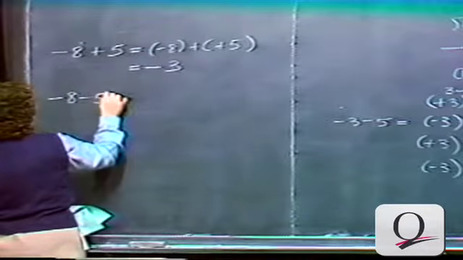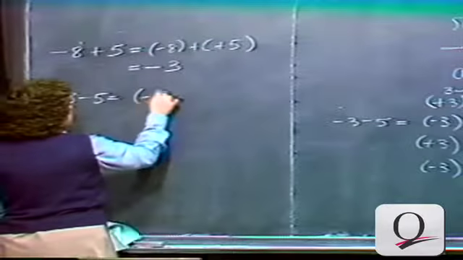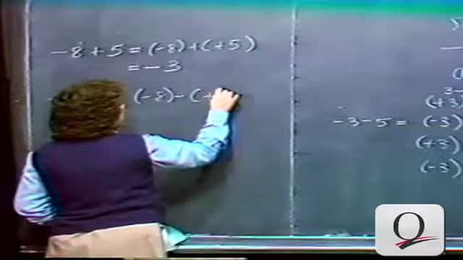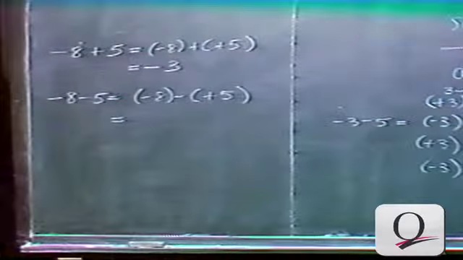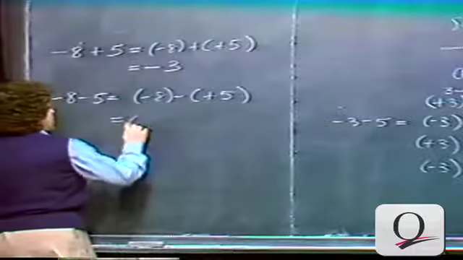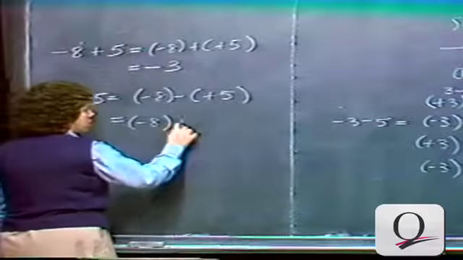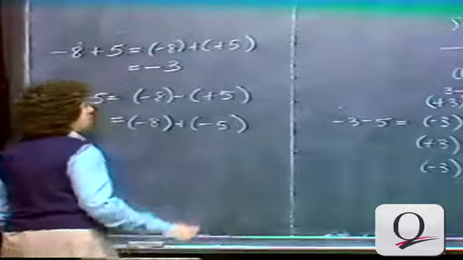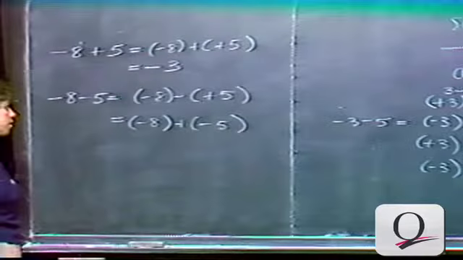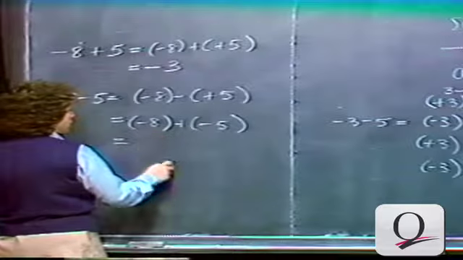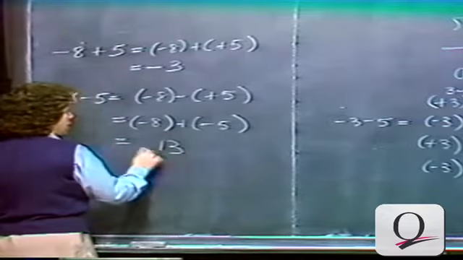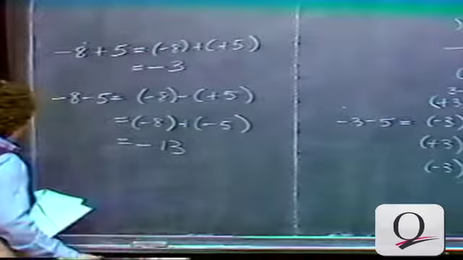Minus 8 minus 5. That must mean minus 8 take away a plus 5. To subtract, we will add the opposite, so minus 8 and a minus 5. Here we're adding signed numbers. The signs are the same, so we add the 8 and the 5, 13, and we prefix with the common sign, the minus.